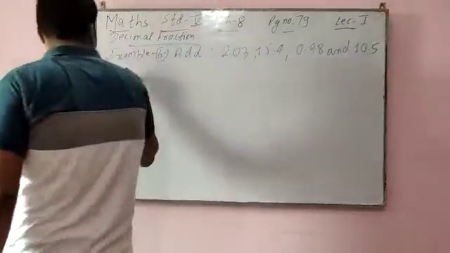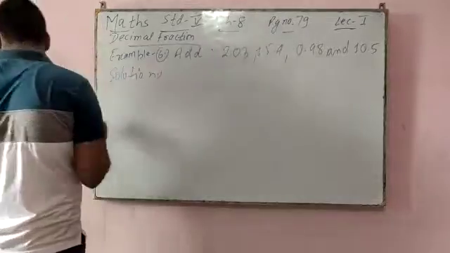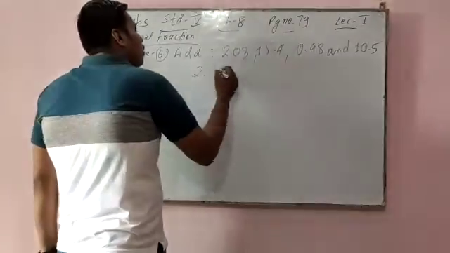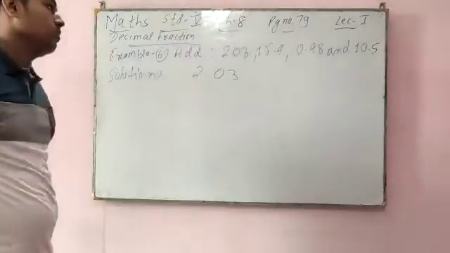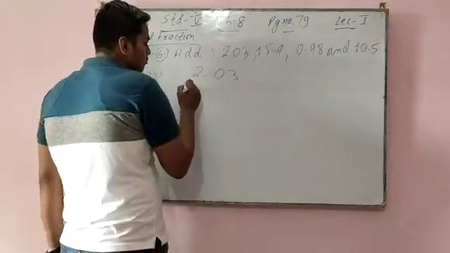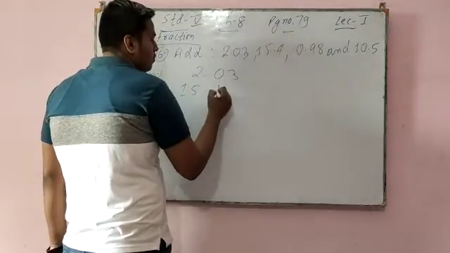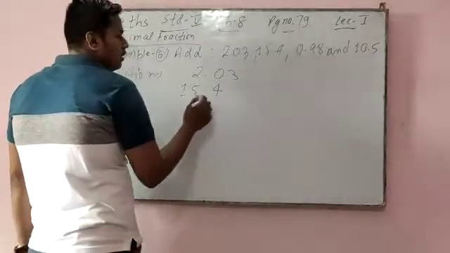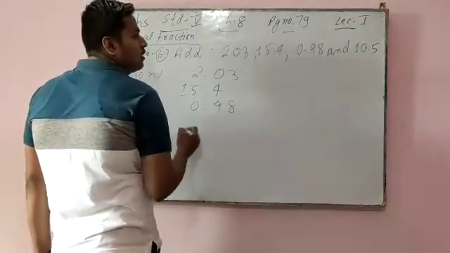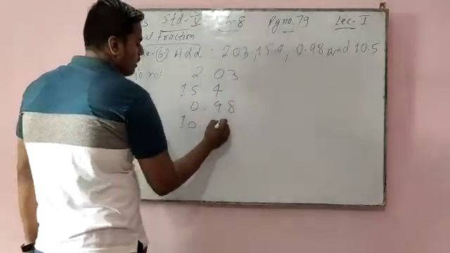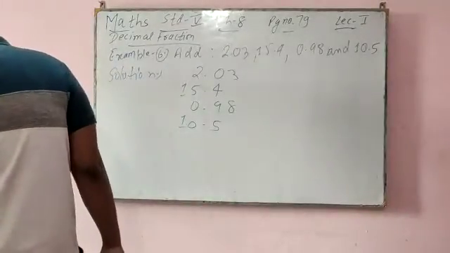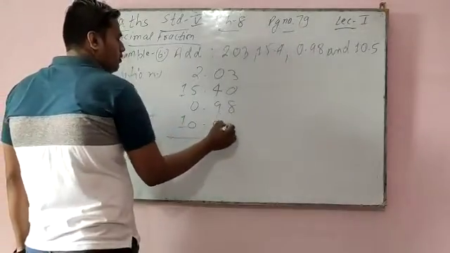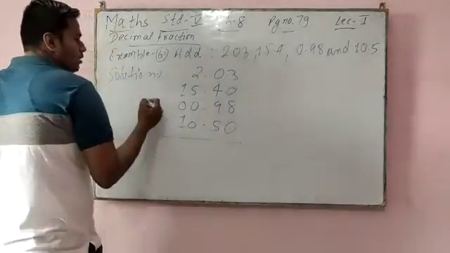Come to the solution. Okay, so write first 2.03. Always write the decimal point under the decimal point. Then 15.4, then 0.98 and 10.5. Okay, now add. Whatever blank is there, you can put a 0 there also. No problem. Now add it.